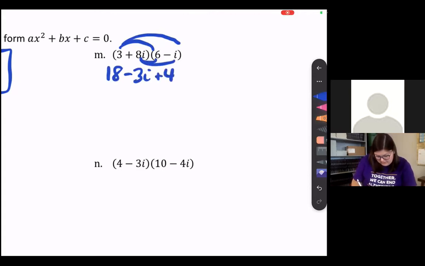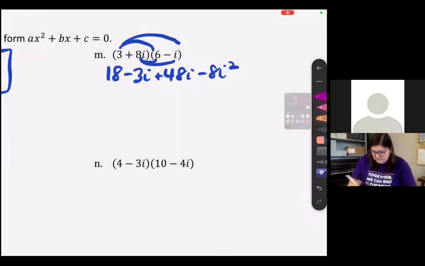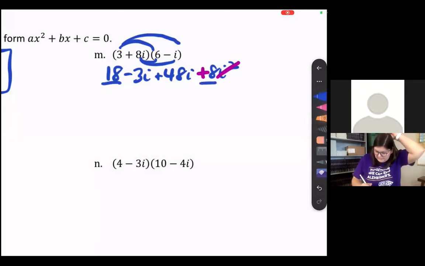So I've got 48i minus 8i squared. Okay, remember, i squared is equal to -1. So I do that, I cross it out and I change that to a plus. So now from here, I'm just combining my like terms again. 18 plus 8, 26.